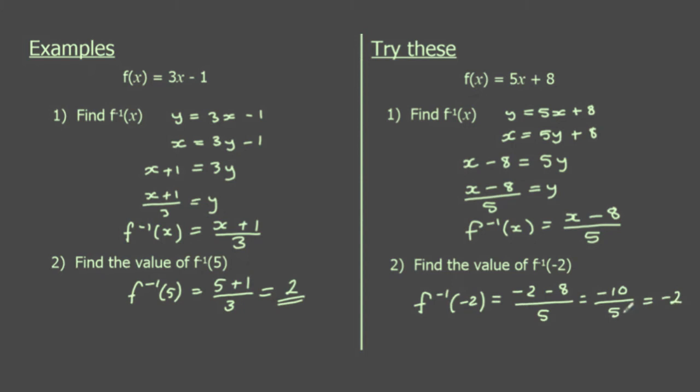So if we put negative 2 into our inverse function, we get out negative 2, which means if we put negative 2 into our original function, we would get out negative 2 as well.